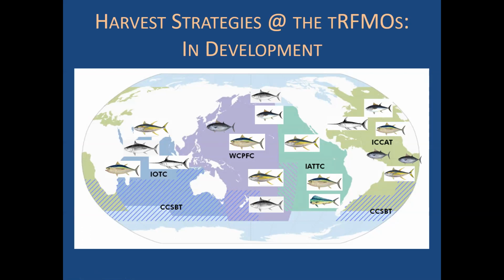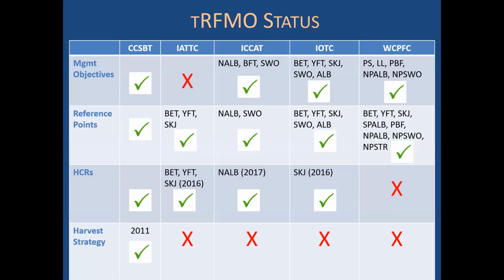A little bit of a report card for the tuna RFMOs on how they're doing with their harvest strategy development. The gold standard is the Convention for the Conservation of Southern Bluefin Tuna, which, as I mentioned, adopted a full harvest strategy for Southern Bluefin Tuna back in 2011. And so you see green checks in all of these steps: your management objectives, your reference points, your harvest control rules, and your harvest strategy.